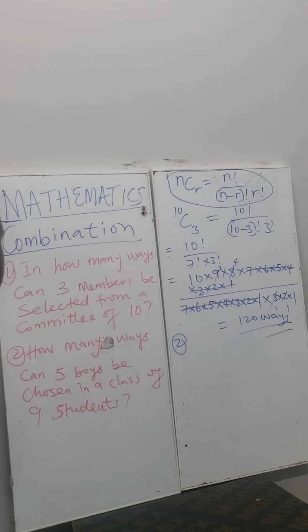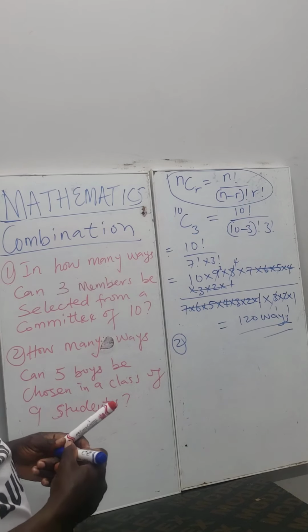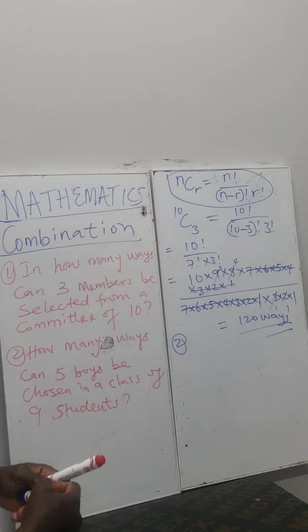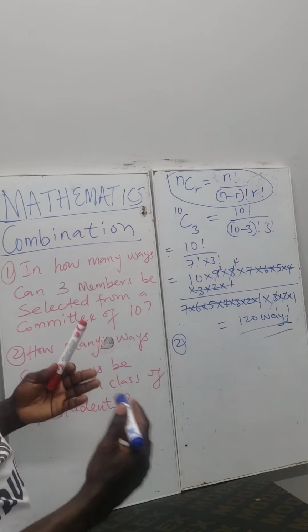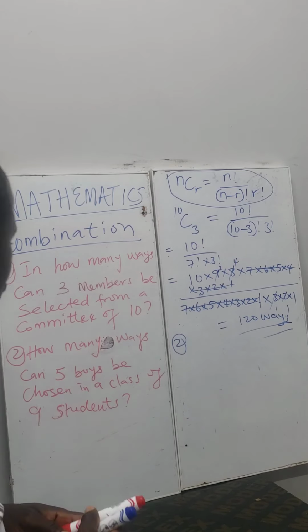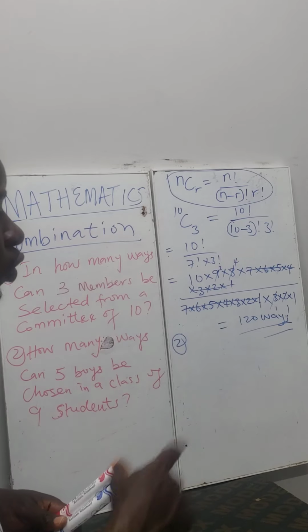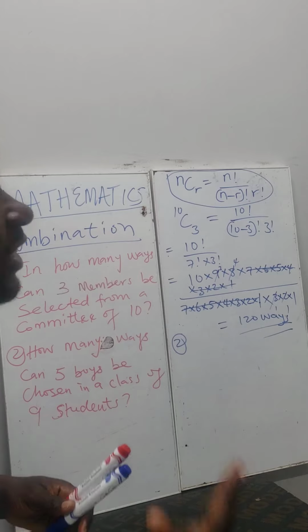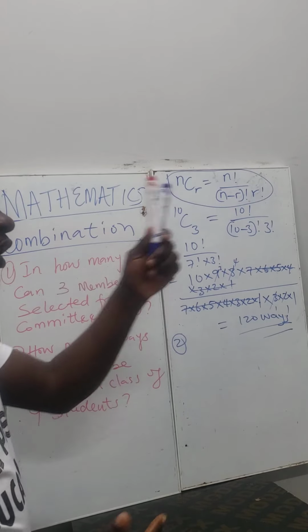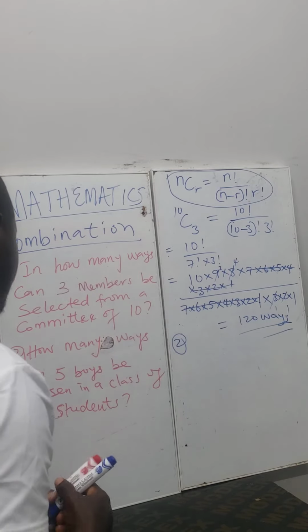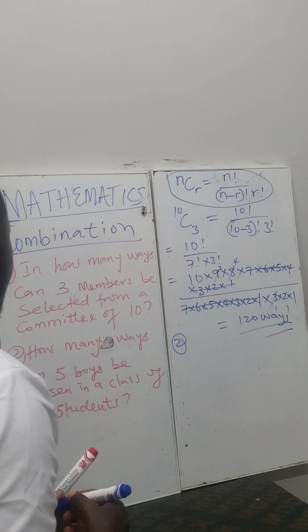Let's go to the second one. The second one says, how many ways can 5 boys be chosen in a class of 9 students? When you come across selected or choosing, they are talking about combination. But when you come across arrangement, that is talking about permutation. Take note of that. So we are still working on combination here.